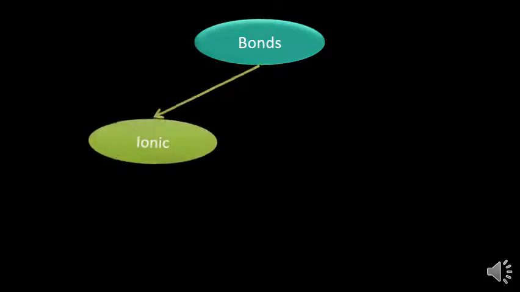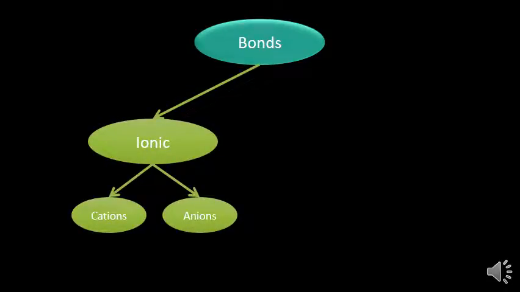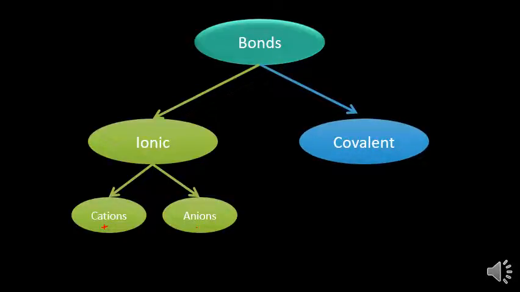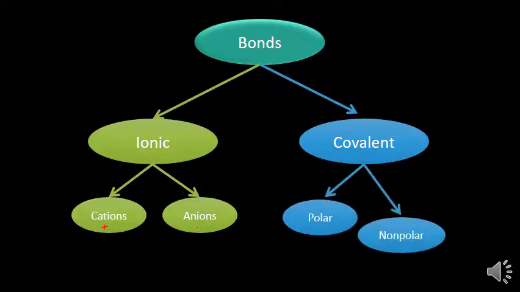To review bonding, there's 2 main types of bonds. There's ionic bonding, which are made up of cations and anions, and cations are always positive, anions are always negative. And then we have covalent bonds, and covalent bonds are either going to be polar or non-polar.